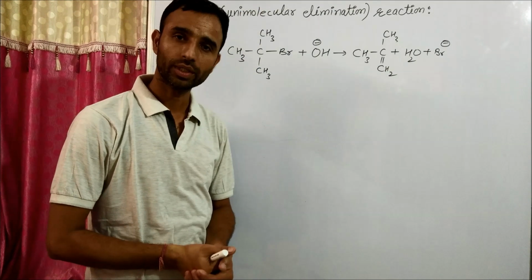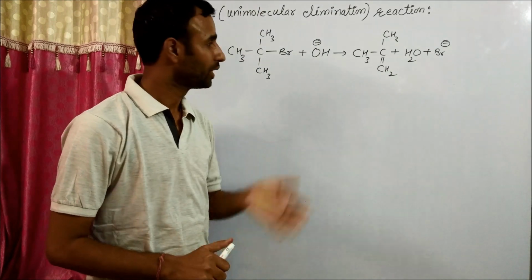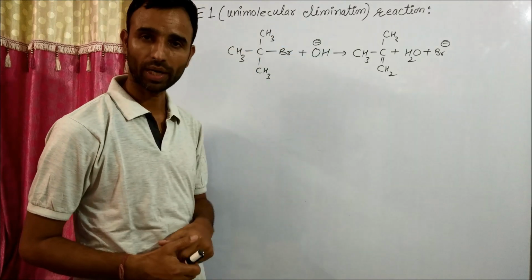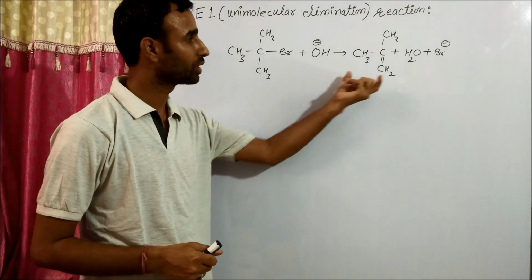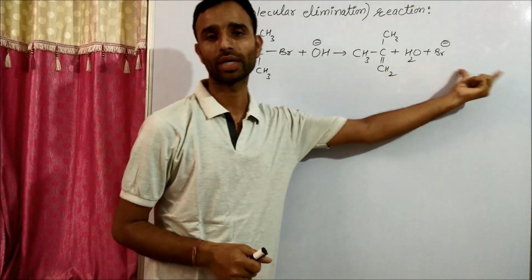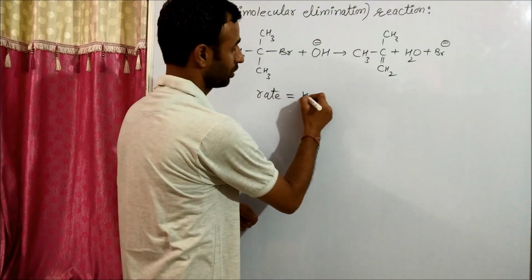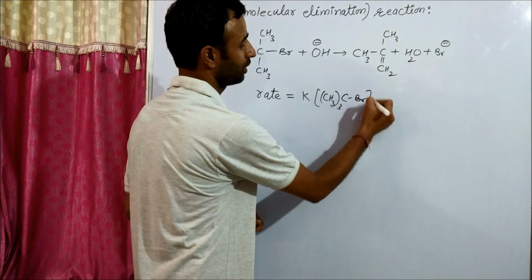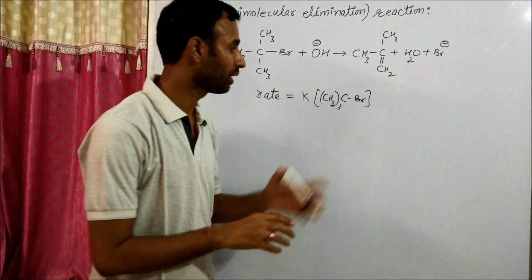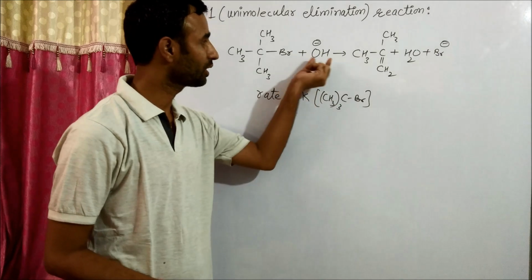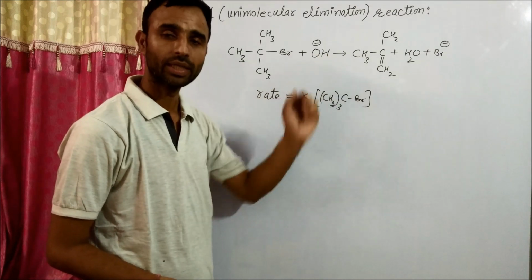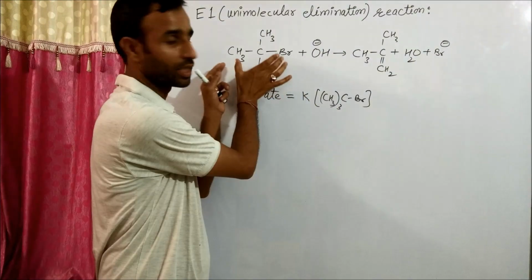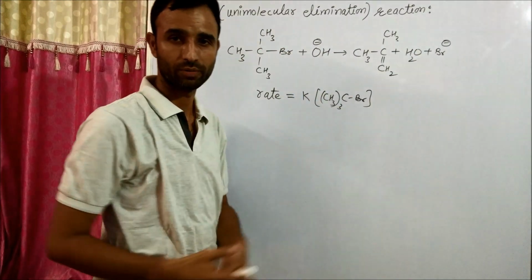E1 unimolecular elimination reaction. In this case, if we take an example of tertiary butyl bromide which reacts with NaOH, we get isobutylene along with water and Br negative. According to rate law, the rate of reaction depends only on tertiary butyl bromide. It is independent of the concentration of base. That means in the rate determining step, only tertiary butyl bromide is involved.